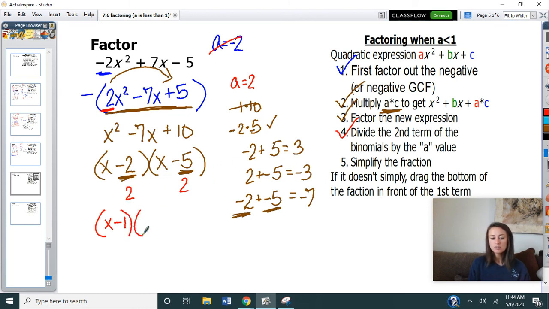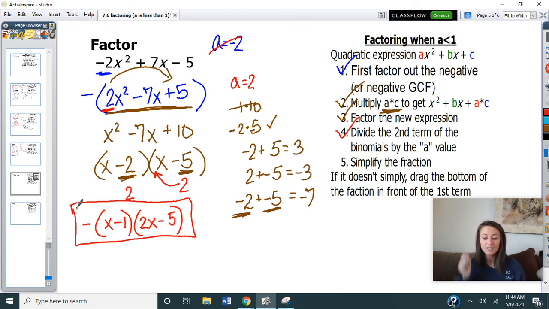But if they don't simplify, 2 does not go into 5 and can't be reduced, it says right here, if it doesn't simplify, drag the bottom of the fraction in front of the first term. So the bottom of the fraction is 2, and we're going to drag him in front of the x, so it becomes 2x minus 5. So this whole underlined part, 2x squared minus 7x plus 5, factors to give me this. But don't forget that we factored out the negative. So you need to have a negative in front of your answer. And that is my answer.